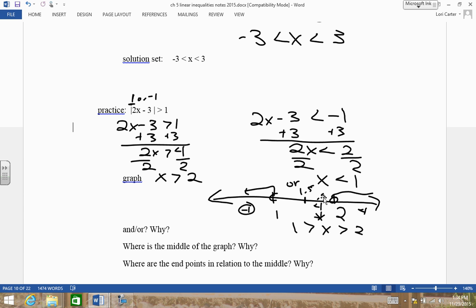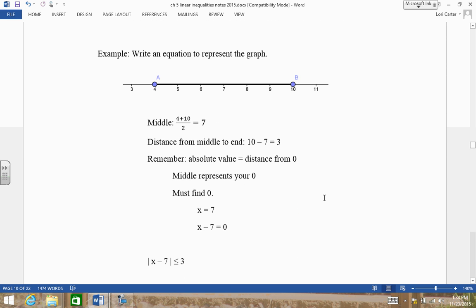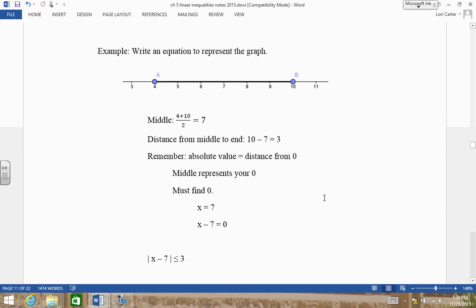Now we're going to show you how to write that out. Are we ready? Yes. Here's my graph. How do you find the middle between two numbers? You add and divide by 2. So your first step is to find the middle. Step 1: you take 4 plus 10, which is 14. Divide it by 2, that's 7. So here's my middle.